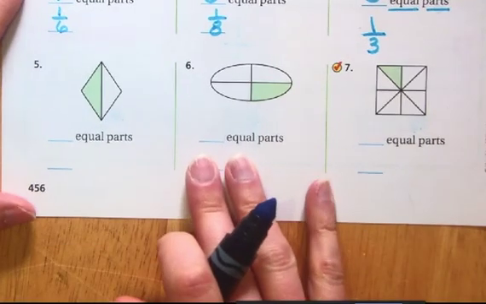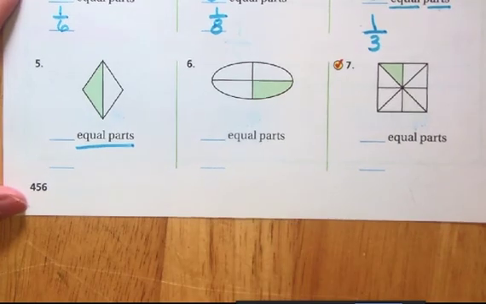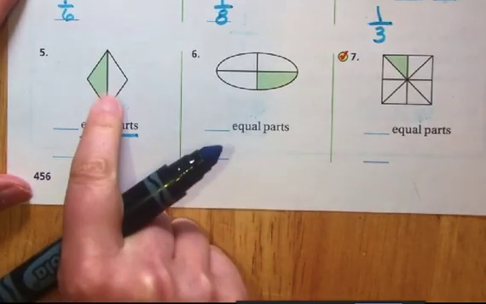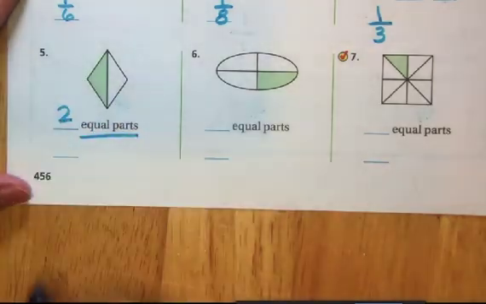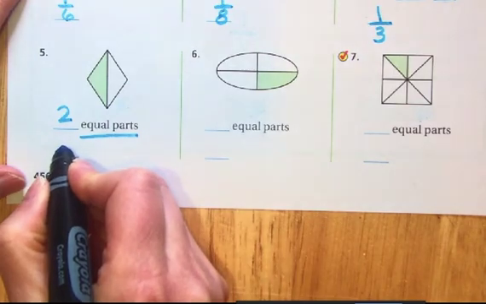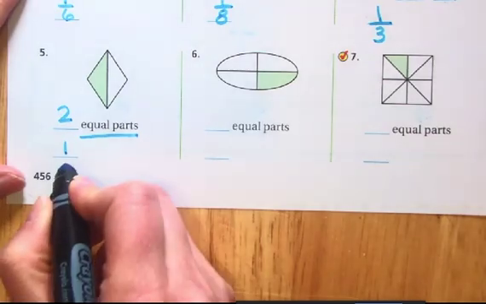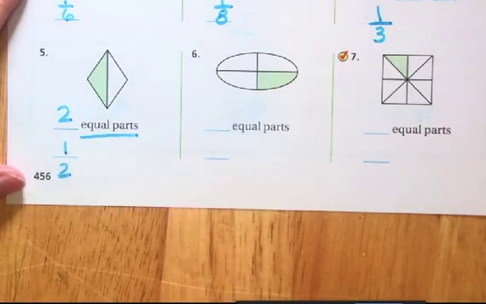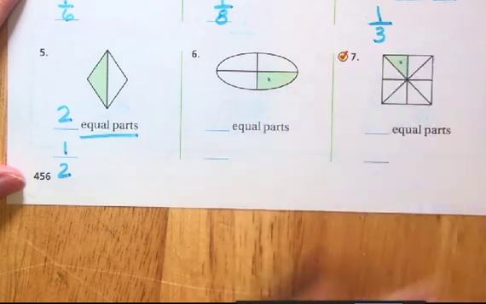Okay. Let's look at the next parts. How many equal parts, Gavin? 2. Okay, so what would my fraction read? What's the number on top? 1. What's the number on the bottom? 2. Okay. For all of these, the top number is always what amount is colored.